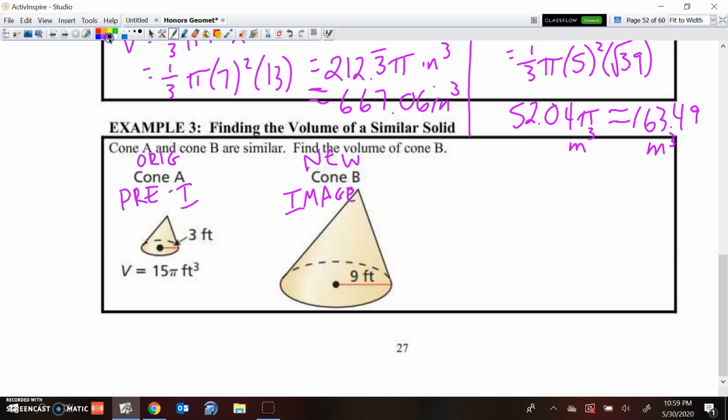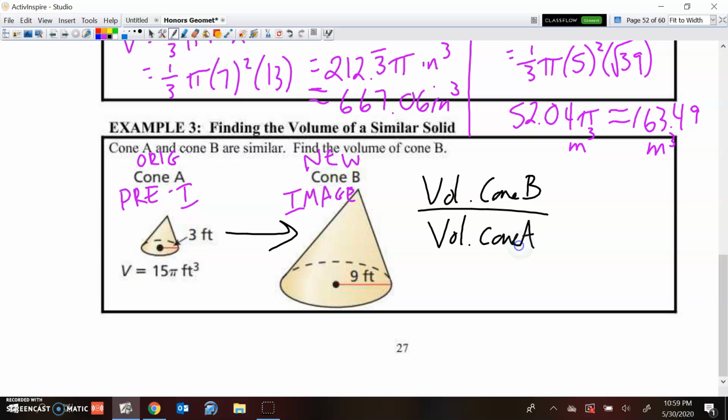So when I set up my scenario here, what we have all along, I'm going to go from A to B, so towards the right. So I'm going to put my image as cone B, so the volume of cone B over the volume of cone A is going to equal my scale factor cubed. Now when I do my scale factor, I have to do again my image over my pre-image. So I have a radius of 9 over a radius of 3. So 9 over 3. Okay, now let's substitute what we know.